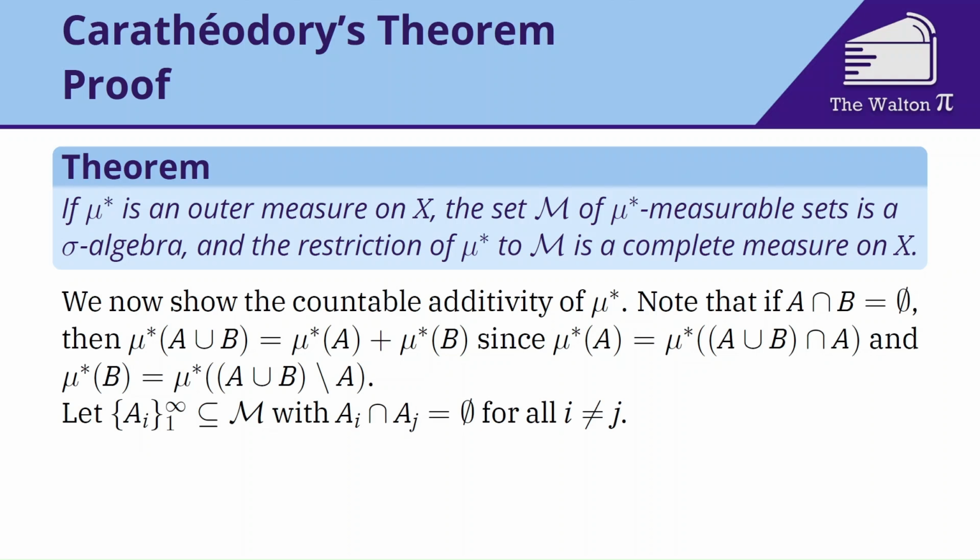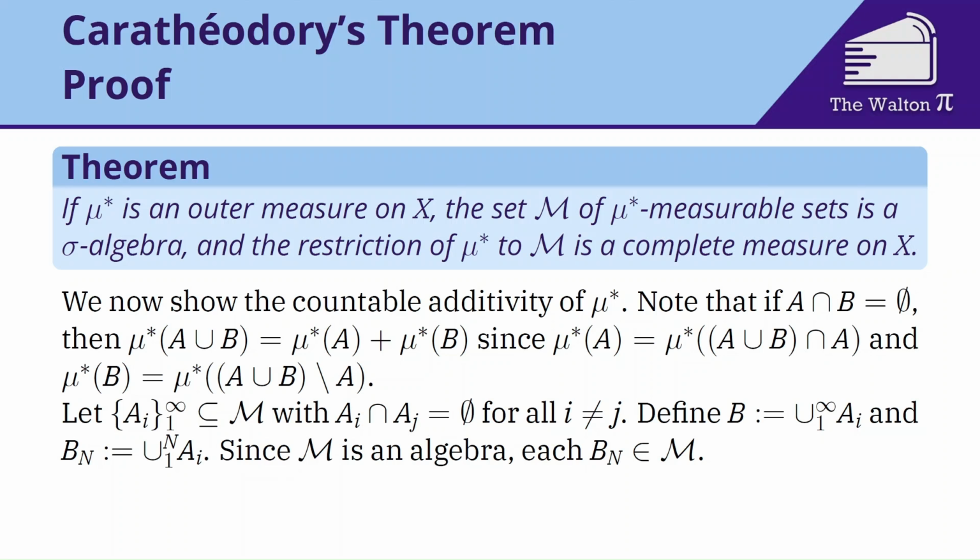So let's let A_i be a collection of sets in our algebra, and let's let A_i intersect A_j be empty for all i not equal to j. So we have this pairwise disjoint collection of sets. Define B to be the union from 1 to infinity of the A_i's, and B_n to just be the union of the first n. Since M is an algebra, each B_n is in our algebra.